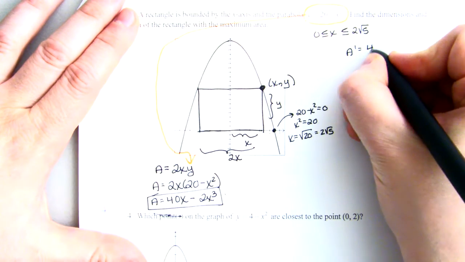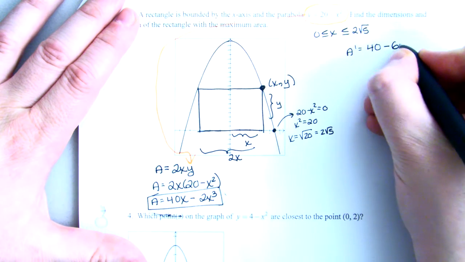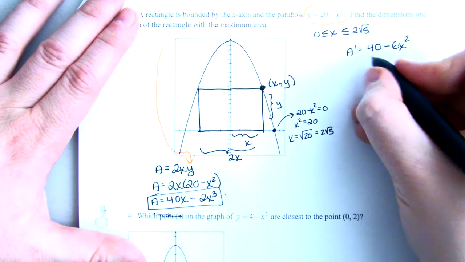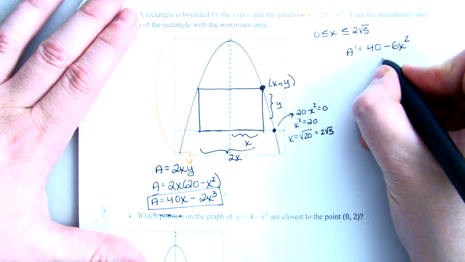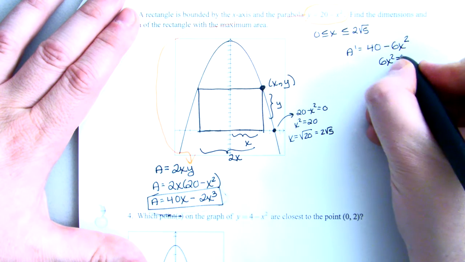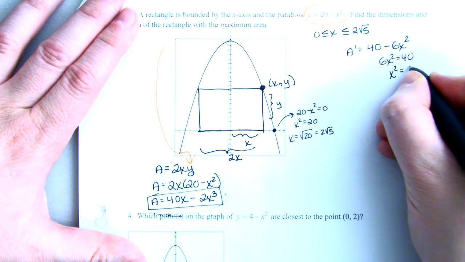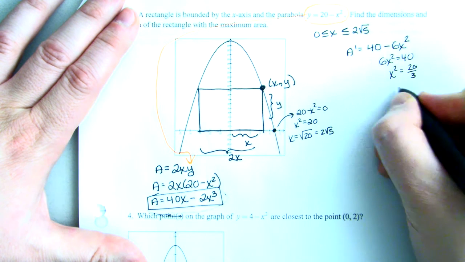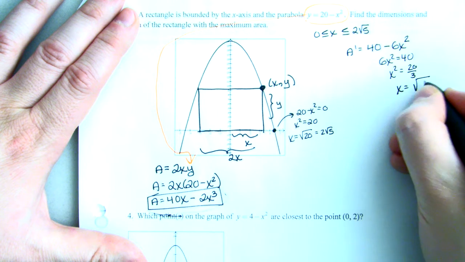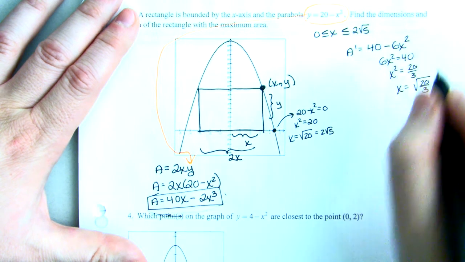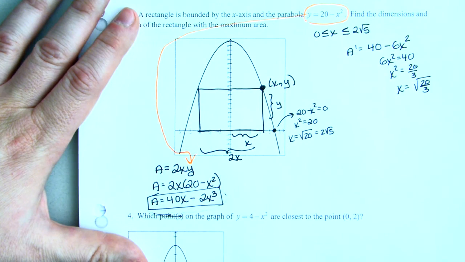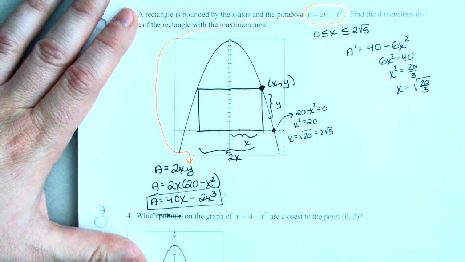Okay, so my derivative is 40 minus 6x squared. I'm just going to set this equal to 0, and I'm going to say 6x squared equals 40. x squared equals 40 over 6, or 20 over 3. x equals, I don't care about the negative square root, I'm just going to say square root of 20 thirds. And you know what? Let's just leave it. That'll be good enough.